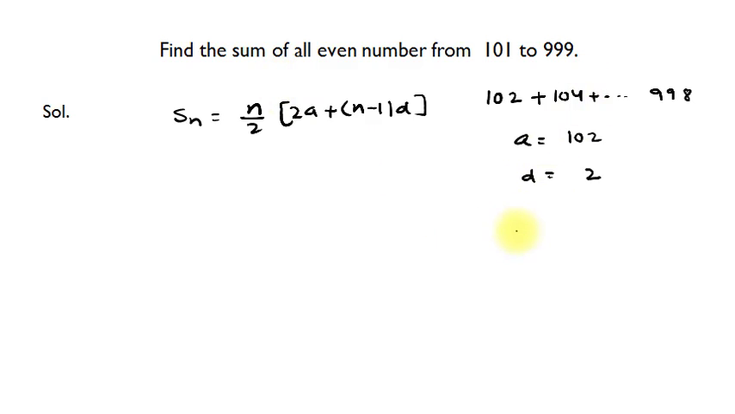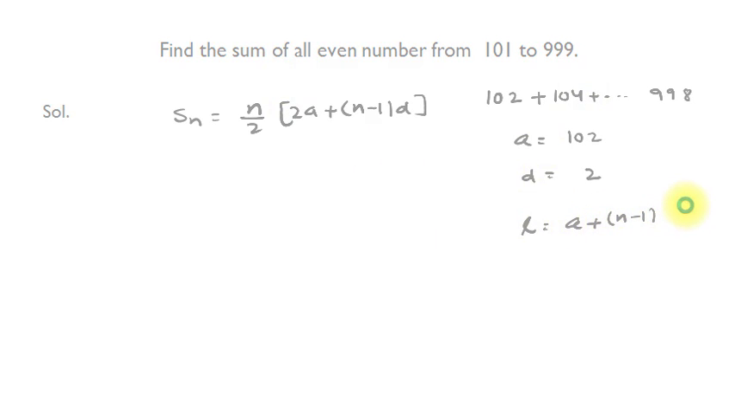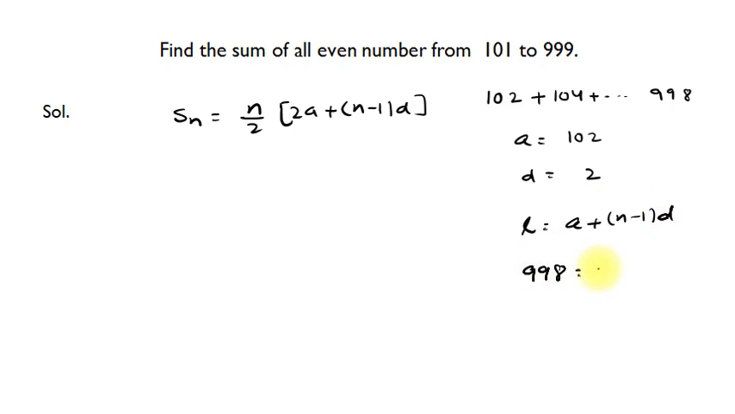So here we apply the formula for the last term. L is equal to A plus n minus 1 into D, as we did in the previous slide. So we have L is 998, A is equal to 102, so here we write 102, plus n minus 1, where we have to find the value of n, and D is equal to 2.